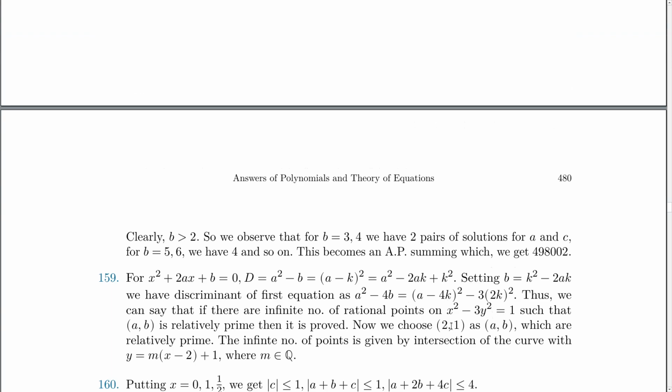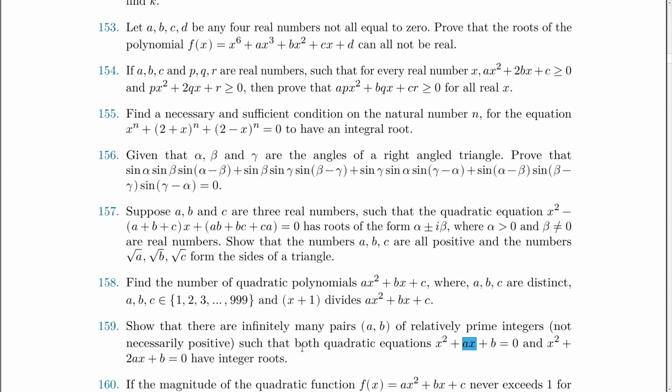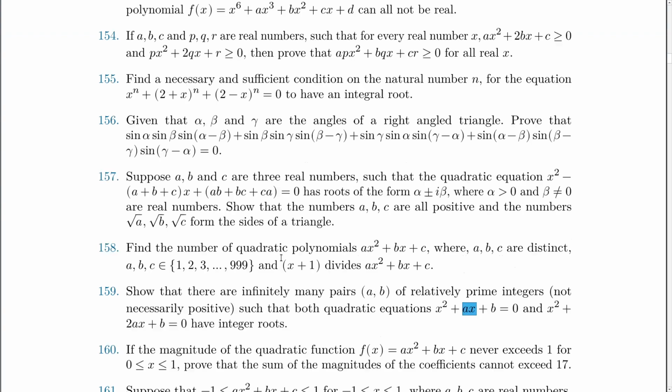Now we choose 2, 1 as a, b, which are relatively prime. The infinite number of points given by the intersection of the curve with y is equal to m into x minus 2 plus 1, where m is in the set of rational numbers. So that's how we prove this.